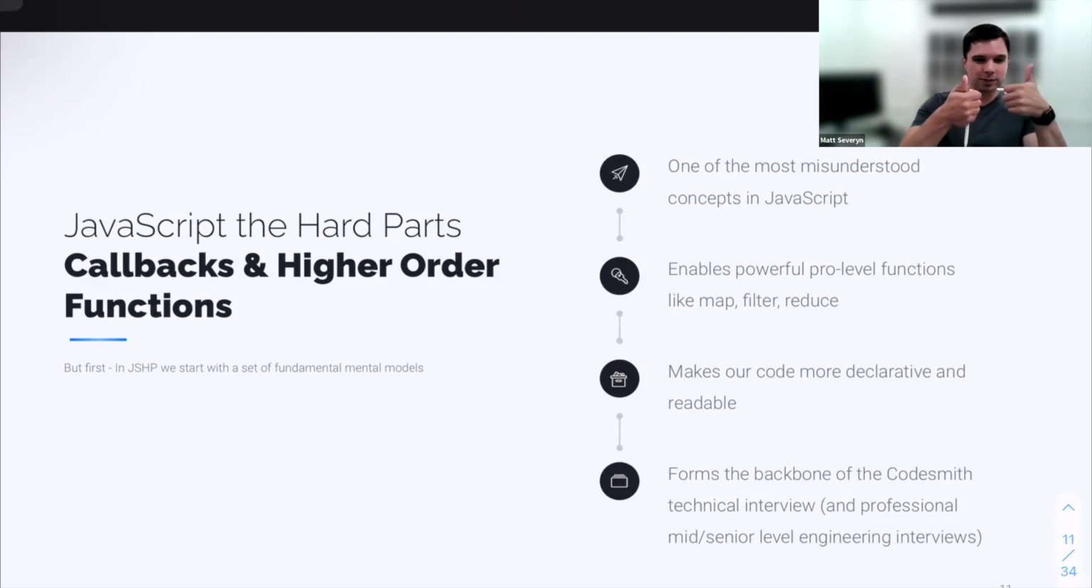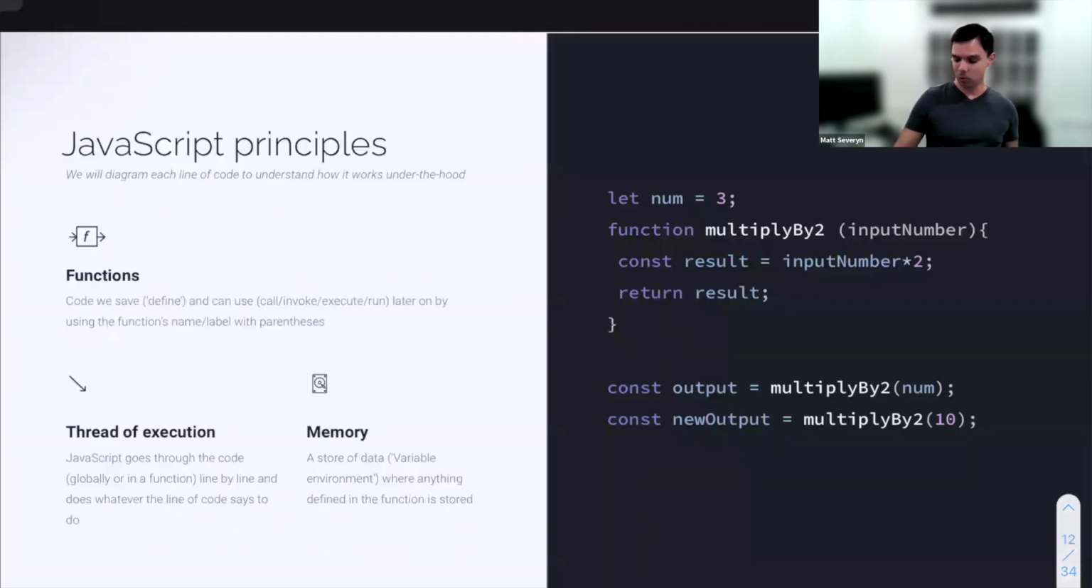Does that make some sort of semblance of sense there? Declarative is a lot more readable, even though you don't know all the steps that are going on in between. So callback functions, higher order functions, make your code a lot more declarative. And it's a big piece of the Codesmith technical interview, which might be why most of you are here. Cool. We're going to talk through a lot of JavaScript tonight.